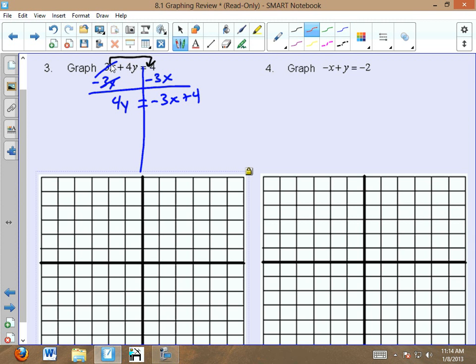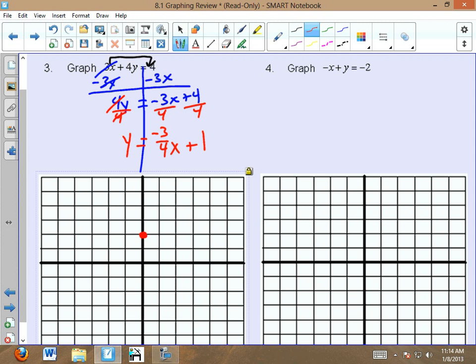Now, how do I get rid of the 4 from the y? Divide. 4 is not being added or subtracted to y, it's being multiplied. To undo multiplication, use division. Because I'm graphing, I divide everything by 4. Y equals negative 3 over 4x plus 1. Now, my y is isolated, I can graph. I go to plus 1, put a dot.